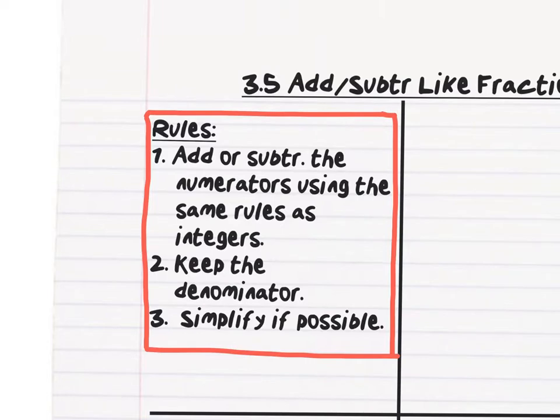So the rules for adding and subtracting like fractions, step 1 says you're going to add or subtract those numerators using the same rules as integers. And then you're going to keep the denominator, and then step number 3, simplify if possible.